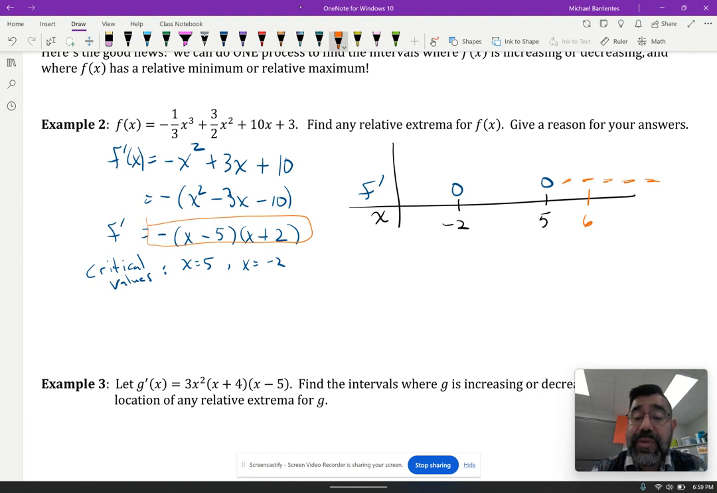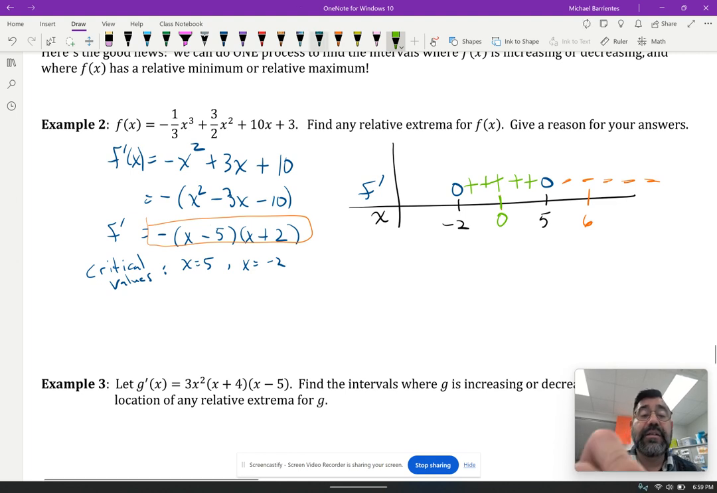I'll pick a point in between -2 and 5, like 0. Let me use a different color. If I substitute 0 into the second parentheses, that's positive. 0 in the first parentheses, that's negative. So a positive times a negative is a negative, times another negative is a positive. So this is all positive in between. Any number between -2 and 5 will produce a positive derivative.